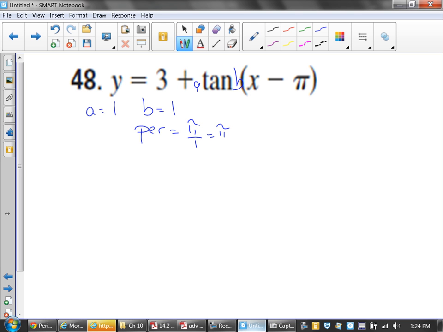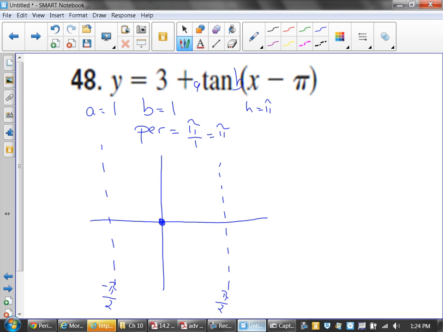Now, if my period is pi, where do I place my asymptotes? Remember, your asymptotes go halfway of the period. Tangent will always go through the origin for its parent function. Half the graph is on both sides. It's symmetrical. Pi over 2, negative pi over 2. Here I have an h of pi and a k of 3.